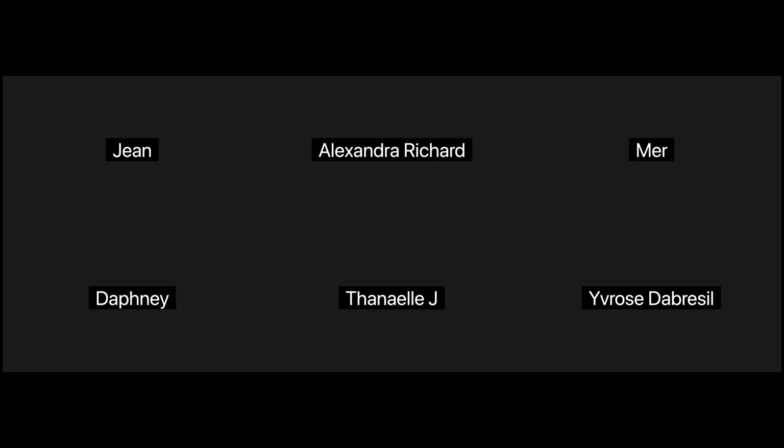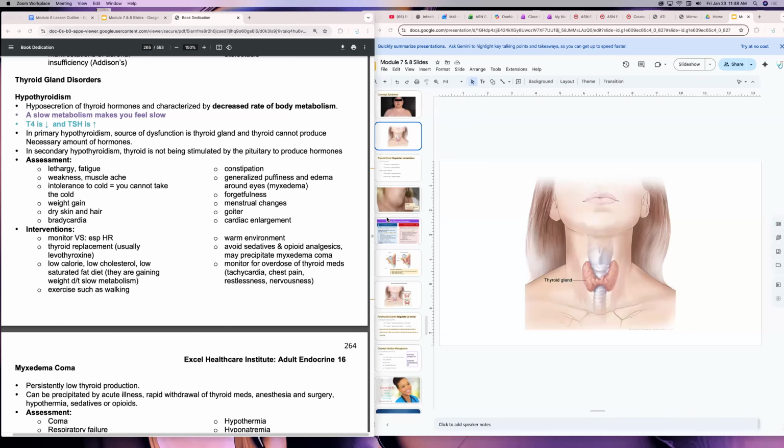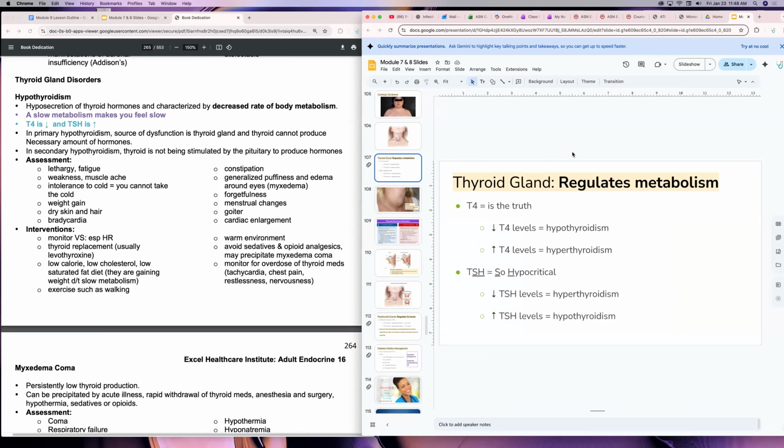So now we're going to move on to thyroid gland disorders, which starts on page 263 of your study guide. So I know I keep repeating myself, but please make sure you read the entire module. So remember, your thyroid gland wraps around your trachea, and just memorize that the thyroid gland regulates metabolism. Okay, and so there's two lab levels that I want you to understand what they mean. First off is T4, and then second is TSH.